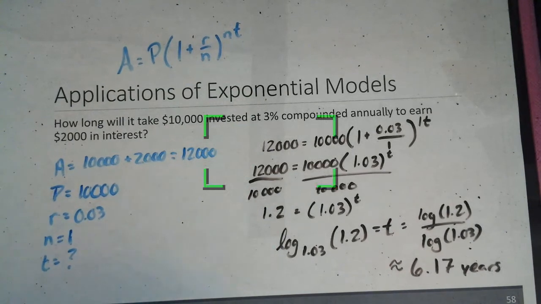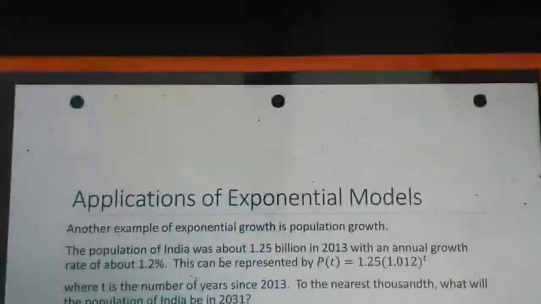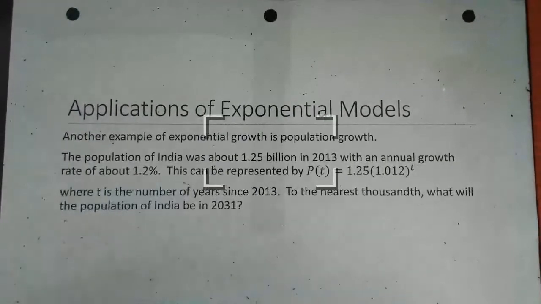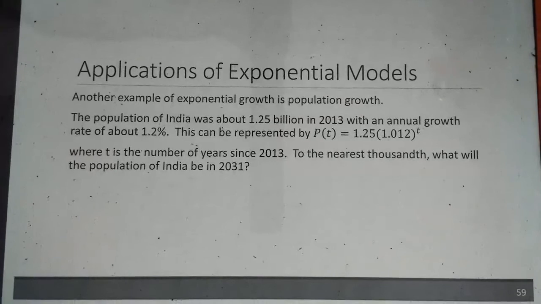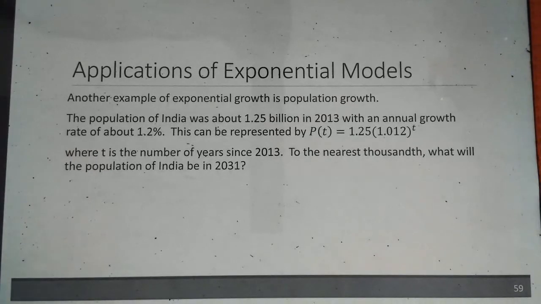We're going to keep working with these application problems. One common exponential growth pattern that we look at is population. So the population of India was about 1.25 billion in 2013, with an annual growth rate of about 1.2%. This can be represented by the formula P of t is equal to 1.25 times 1.012 raised to the t power, where t is the number of years since 2013. To the nearest thousandth, what will the population of India be in 2031?